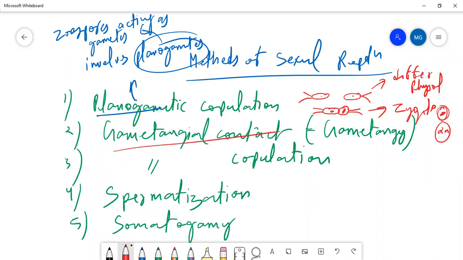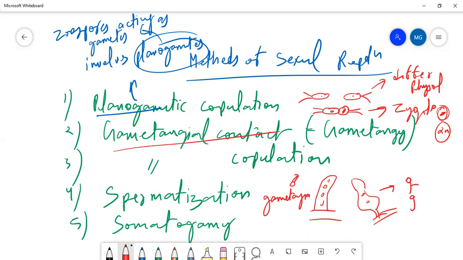In gametangial contact, what will happen? Two gametes will come in contact. This is the male gametangia, which has multiple gametes. This is a female gametangia. What will happen? Tube-like structures will grow. Tube-like structures will grow from the male gametangia and make contact with the tip of the female gametangia.